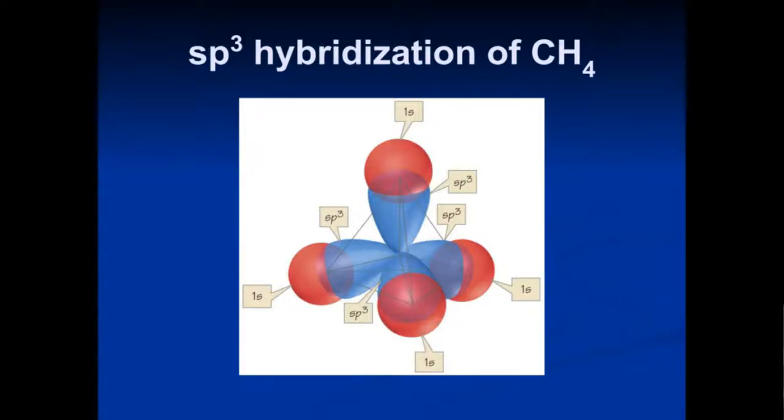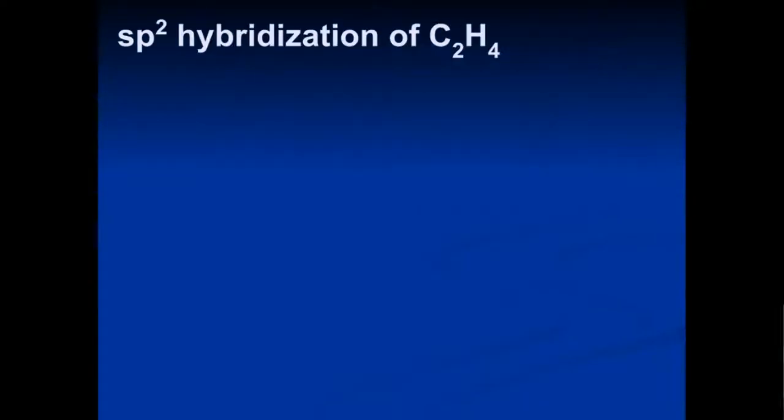And so you've got a little overlap between the 1s orbital of a hydrogen atom and the sp3 orbitals of the carbon, and that creates something called a sigma bond. This overlap allows you to share the one electron that was in each sp3 with the one electron that hydrogen has to make a pair of electrons shared in this new orbital. And that's how sp3 hybridization works.